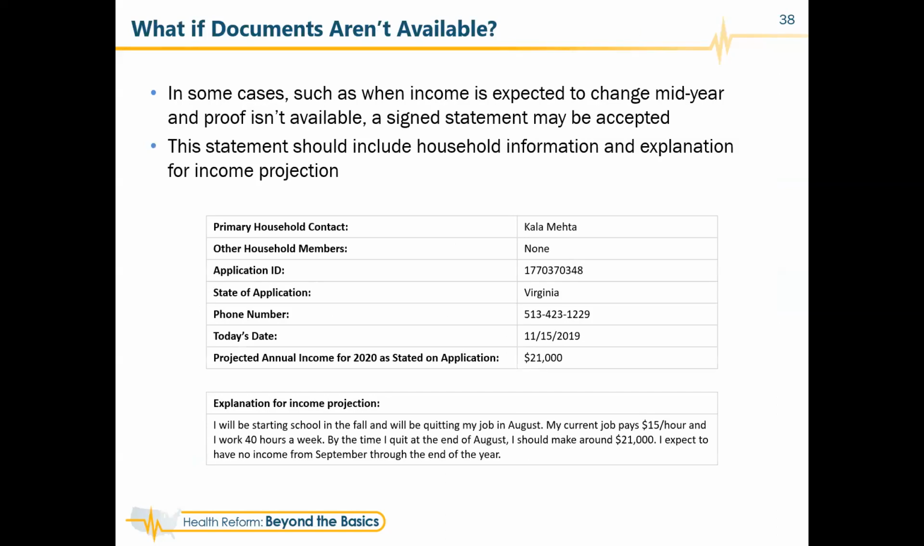But sometimes documents aren't available. And in that case, you can basically make your own document by creating a signed statement that gives all the relevant information. So you'll want to include the application ID, the state, your contact information, and your projected annual income. Assume that they have nothing. Provide everything on your form, on the letter that you submit, and explain what your income projection is. So in this case, this is someone who's starting school in the fall. They're quitting their job. They have the year mapped out, and here, Marketplace, is how I got the math.